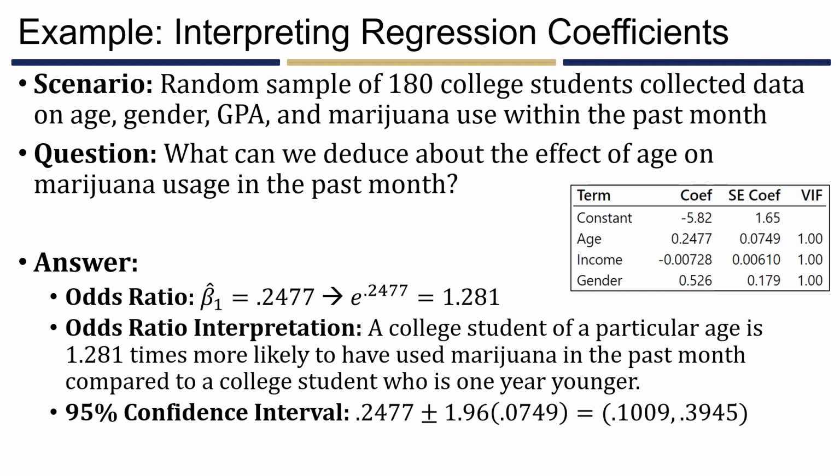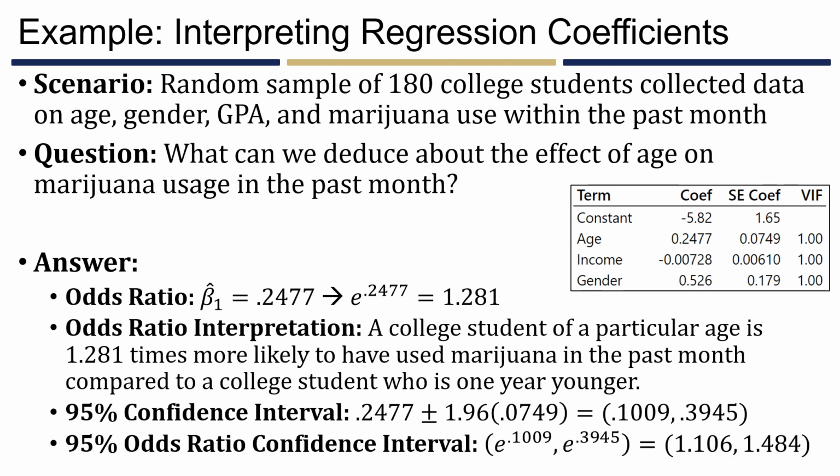The next thing that we can do is calculate a 95% confidence interval for the parameter estimate. We center the interval at 0.2477, add and subtract the critical value for 95% confidence from the standard normal distribution, 1.96, and then multiply that by the standard error of the estimate, 0.0749, which gives us a final confidence interval of 0.1009 up to 0.3945. Again, this confidence interval doesn't mean much in context other than it doesn't contain 0, so age is significant.